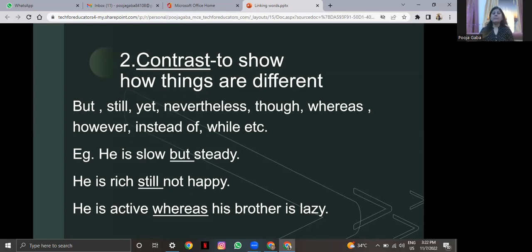He is slow but steady. So slow and steady are two opposite ideas. When we have to connect opposite ideas, we use but. He is rich, still not happy. Rich is a positive feature and not happy is a negative thing. So again we have contrast or opposite ideas. Next one, he is active, whereas his brother is lazy. Here also we have two different ideas, one is active and one is lazy, so we connect through whereas. These are certain examples to show contrast.